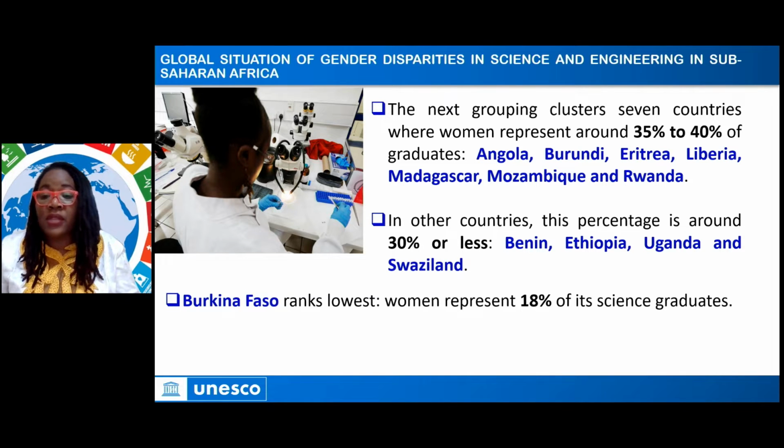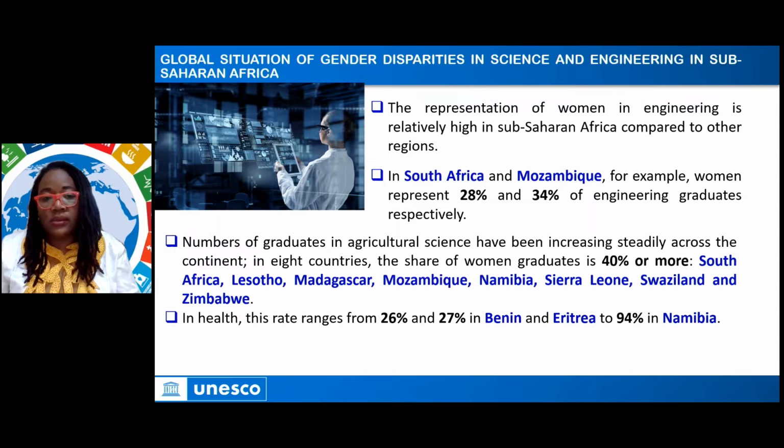However, in Burkina Faso, women are at a very low level, 8% of degree holders in science. The representation of women in engineering is comparatively high in sub-Saharan Africa compared to other regions. In South Africa and in Mozambique, for example, women represent 28 and 34% respectively of engineers holding a degree.